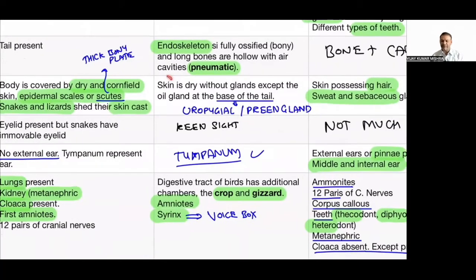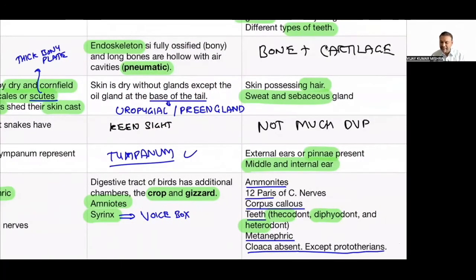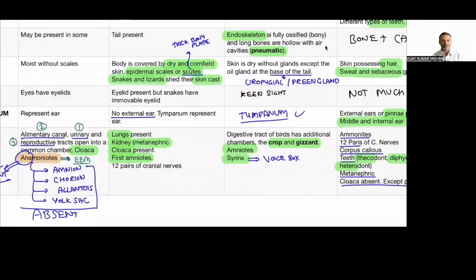In the case of Aves, that is birds, the skin is dry without glands, but at the base of the tail there is a gland. We call this gland the uropygial gland, or we can also call it the preen gland. In the class Mammalia, the skin possesses hairs. Sweat and sebaceous glands are also present here, that you must know.